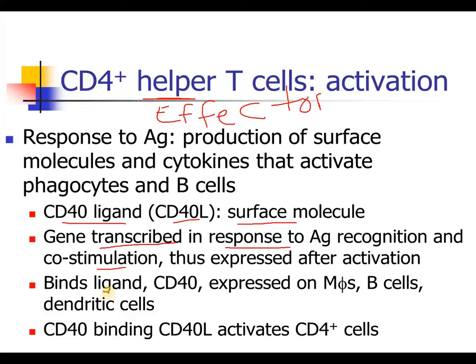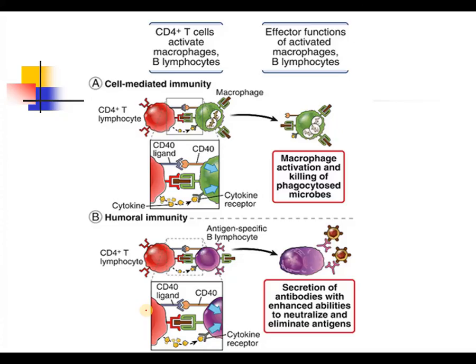The CD40 ligand on this effector helper cell is going to bind CD40, and CD40 happens to be expressed on things like macrophages and B cells. It's also expressed on dendritic cells. The binding of CD40 to CD40 ligand on the effector T cell activates those CD4 positive cells to do their job, secreting cytokines. So this is another nice way that we get responses from the helper cells.